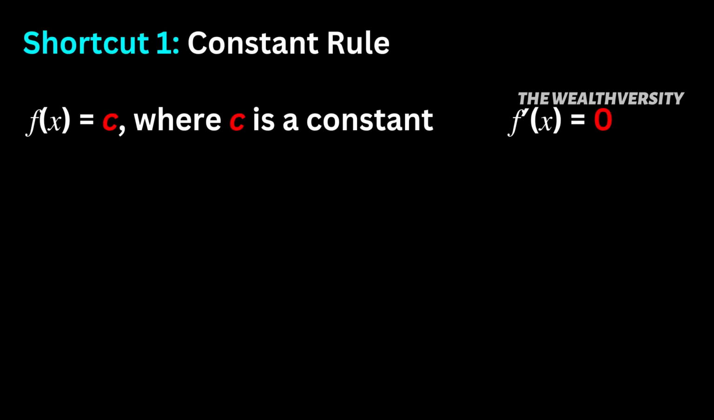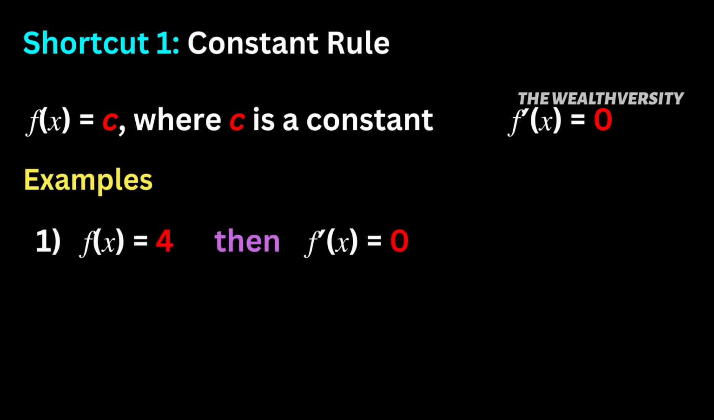This is the first shortcut. It is called the constant rule. The constant rule states that if f of x is equal to c, where c is a constant, then f prime of x is equal to 0. That means if a function has any constant, so any number, positive or negative, then its derivative will equal 0.